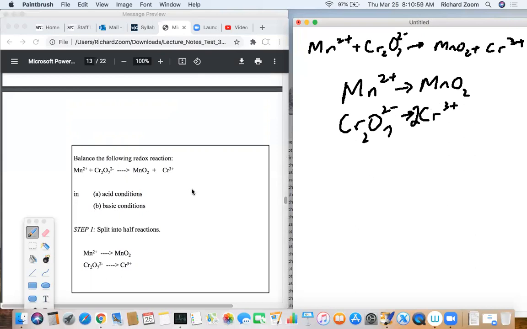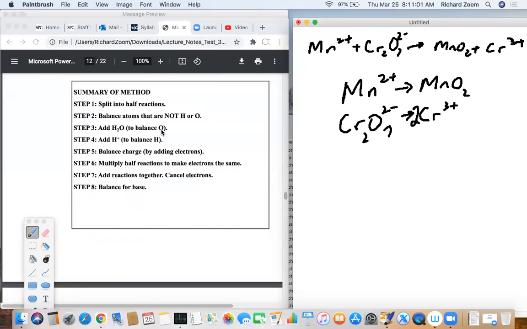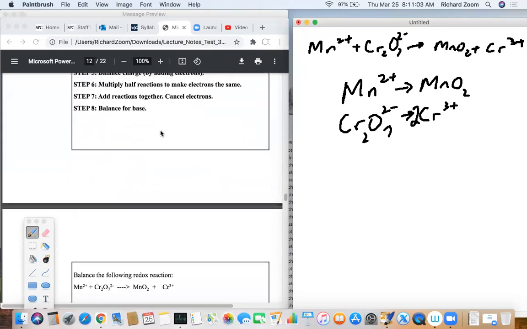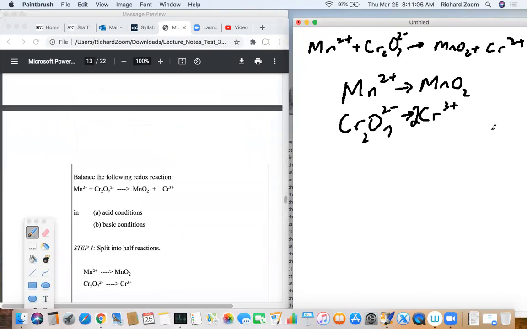So let's look at the next step here. Once we've balanced those atoms, we need to balance the oxygens by adding water. And the way we do that is we count the oxygens on each side. In this case, there's 2 on the right and 0 on the left. So I need to add 2 H2O to balance the oxygens here. And on the bottom reaction, we've got 7 oxygens and 0 oxygen. So we need 7 waters down here. So we just add as many waters as we need oxygens.